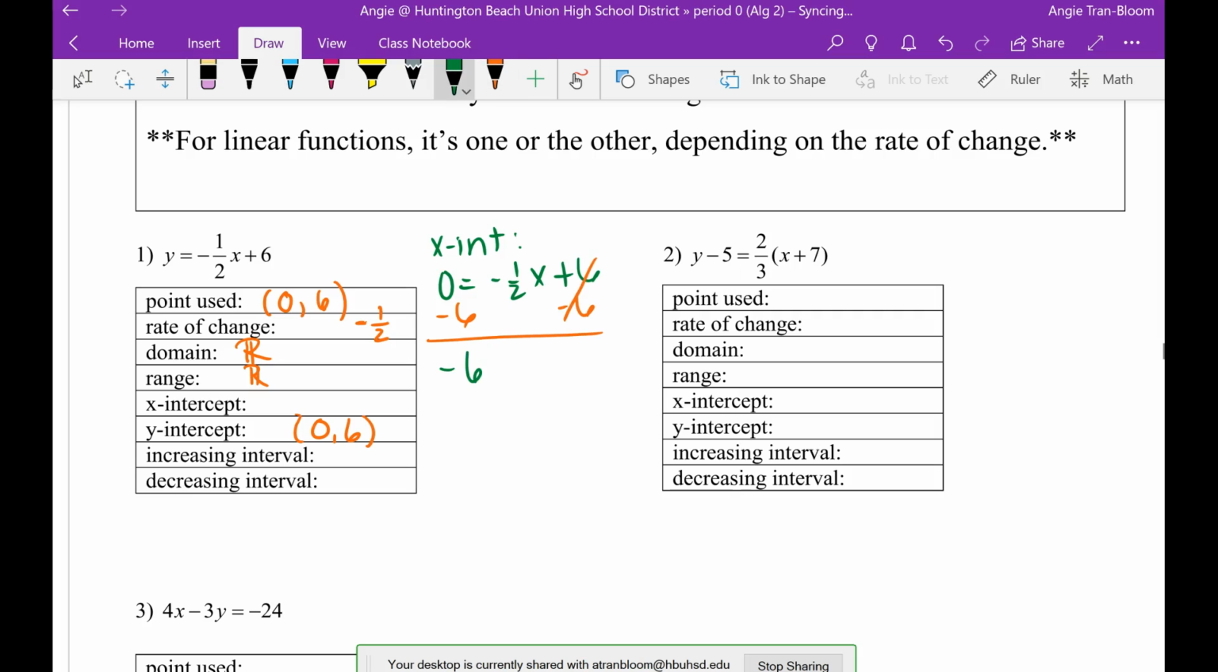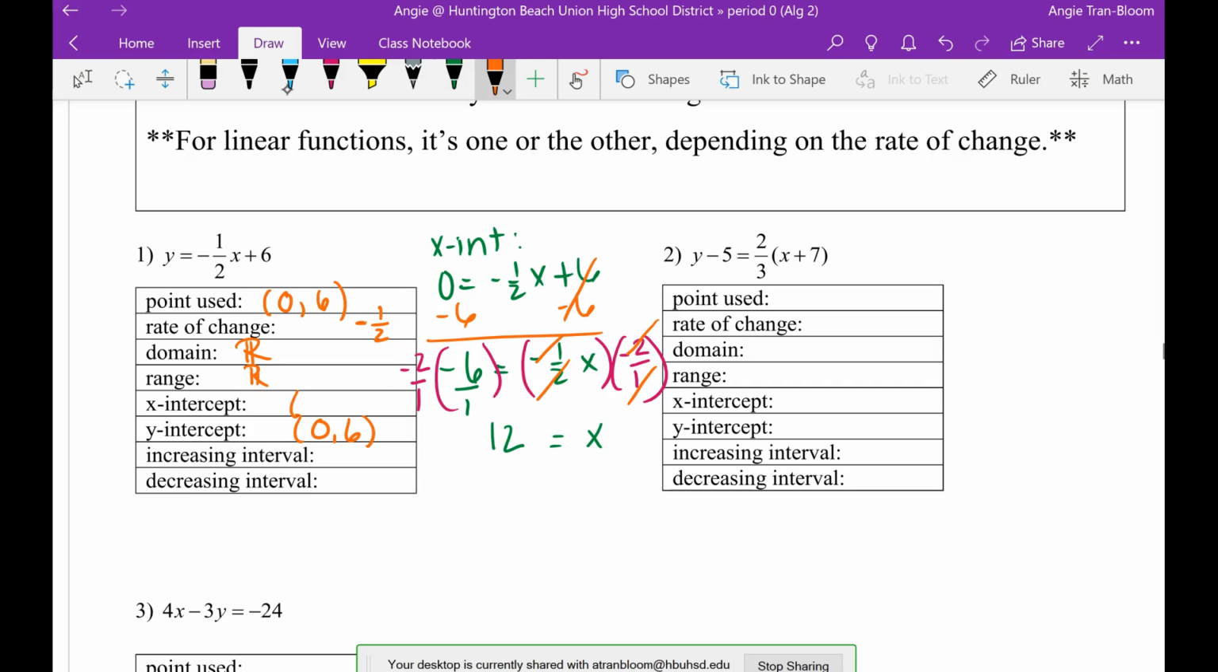So now you have negative 6 equals negative 1 half x. What's your next move? You can divide both sides by negative half, or multiply both sides by negative 2 over 1, or just 2 is fine too. Because if you multiply both sides by its reciprocal, what's happening to this negative 2 and that negative 2? Is it gone? Yeah, so that's why we multiply by the reciprocal when you see fractions. How about negative 2 over 1 times negative 6? Yep, positive 12.